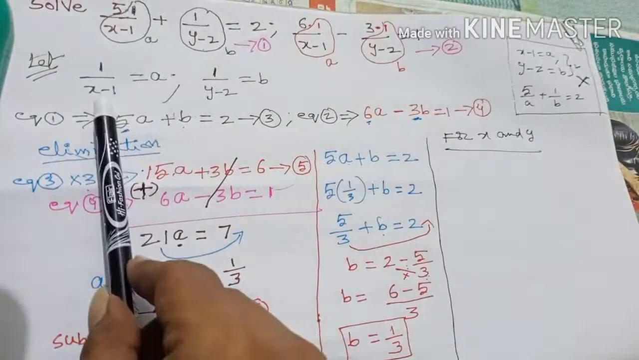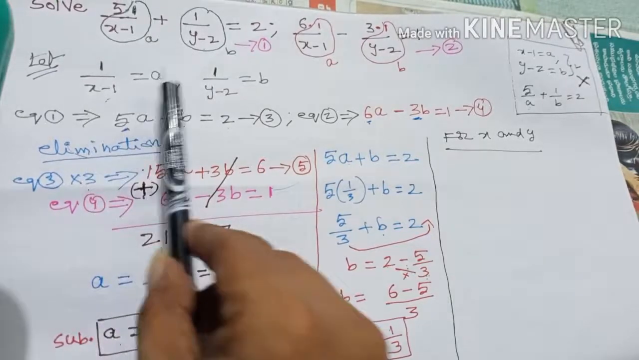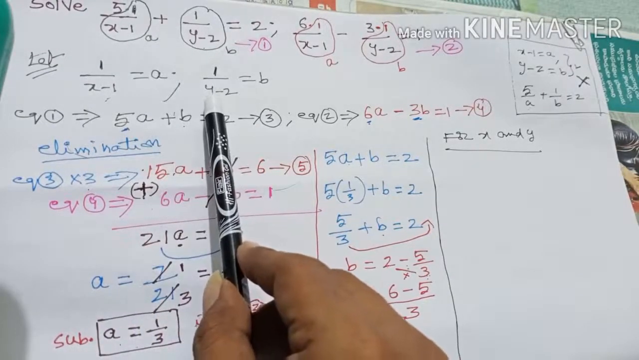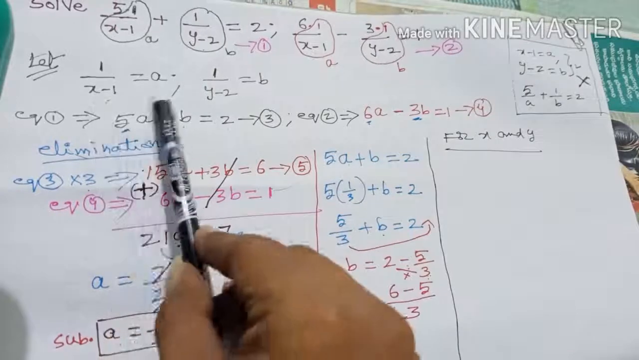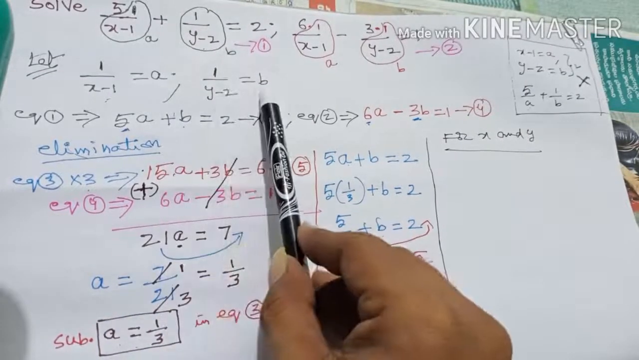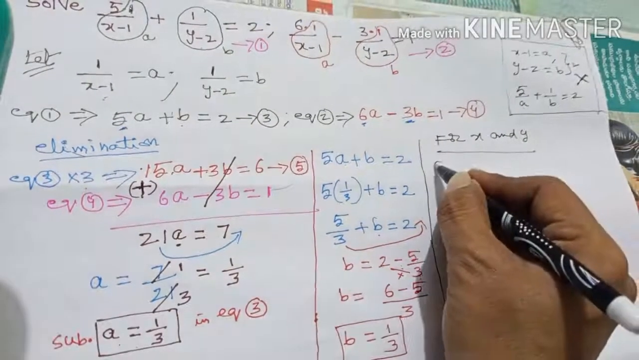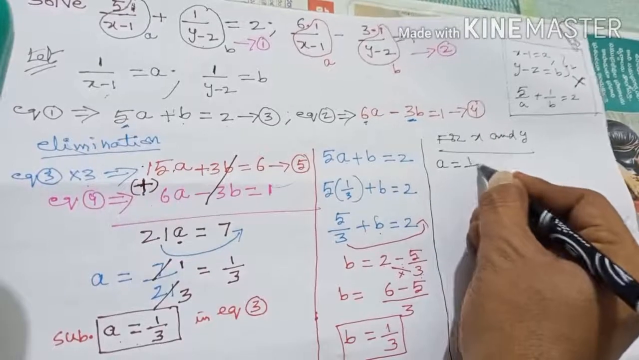According to our assumption, we can find the relationship between x and a. Here we can find the relationship between y and b. By taking this assumption, I will find the value of a, thereafter I will find the value of b. Now, you will take the value a is equal to 1 by 3.